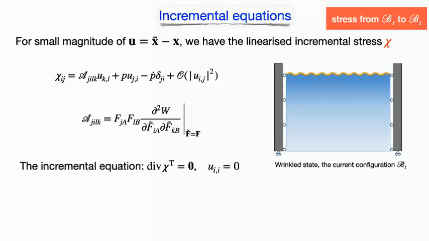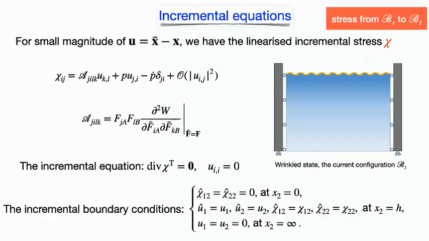The incremental equations are then derived in this. There are two. The first one is the force equilibrium. The second one is the incompressibility. And we have the boundary conditions: traction free, zero displacement, and the continuity condition. Actually, here the hat means that this is the quantity evaluated in the film. So the U1 hat is the displacement of the film. Now we have a well-posed mathematical problem, a boundary value problem.